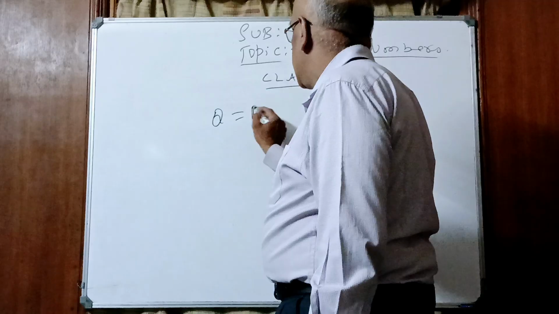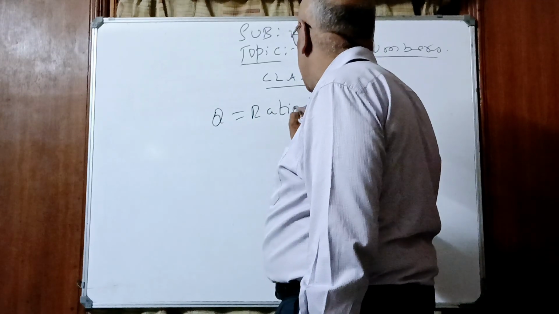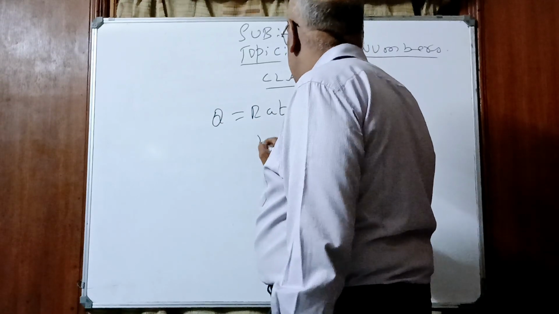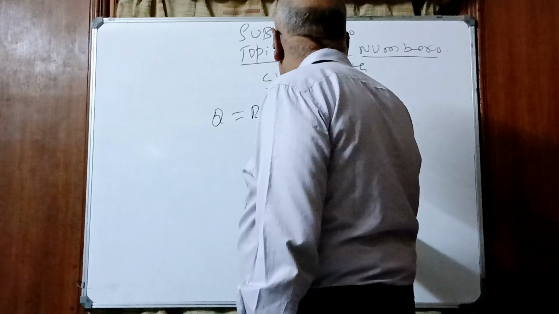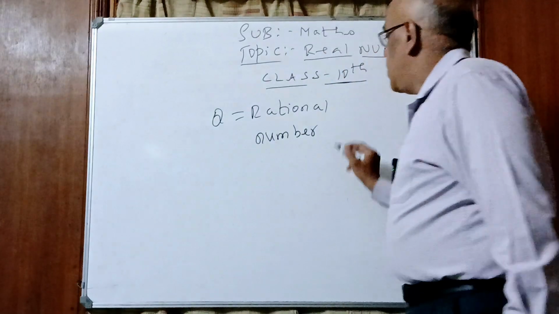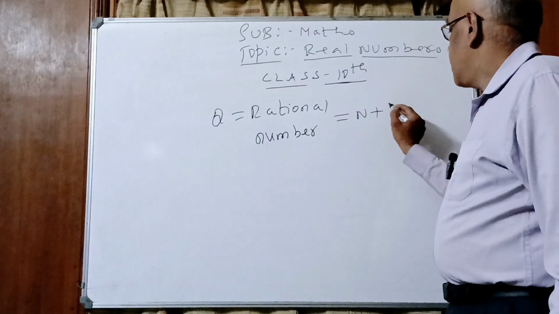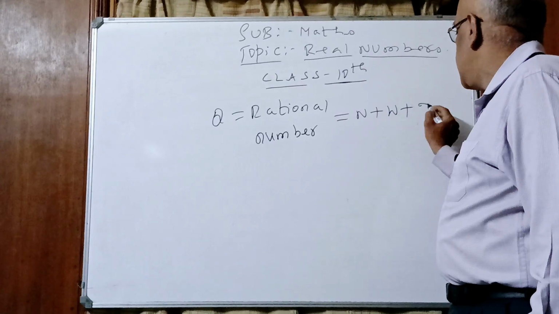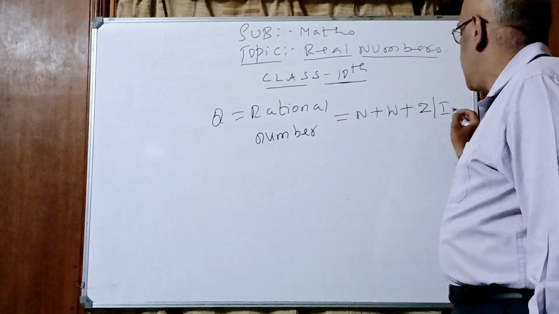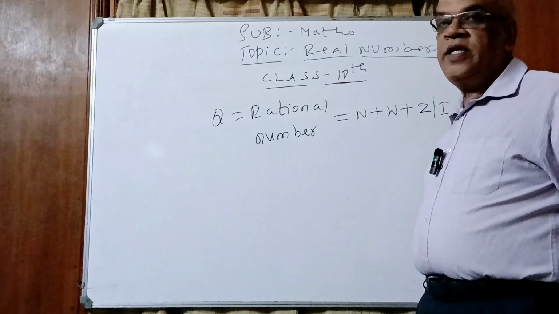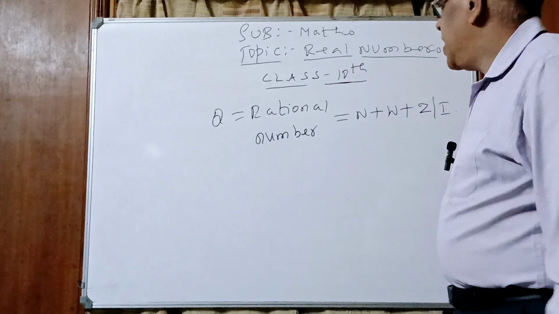What is real number? Combination of rational and irrational numbers. What is Q denote, children? Rational number. So what is rational number? It's a combination of natural numbers, whole numbers and integers denoted by Z or I. Set of all these numbers is called rational number.